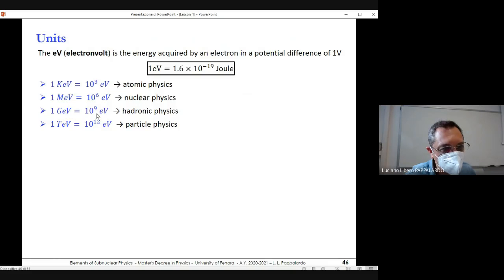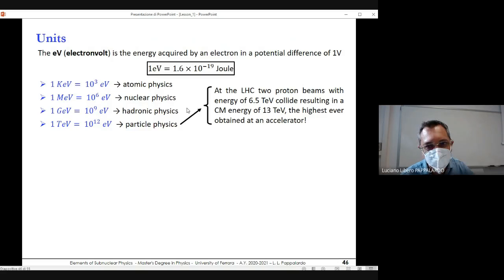The GeV, 10 to the 9 electron volt, so a billion electron volt, is typical of experiments that study hadron structure. And then we have the TeV, 10 to the 12 electron volt, which is the typical range for particle physics experiments. Let me remind you again that at the LHC, the 2 proton beams with an energy of 6.5 or even 7 TeV collide, resulting in a center of mass energy of 13 or up to 14 TeV, which is the highest energy obtained at an accelerator on Earth.